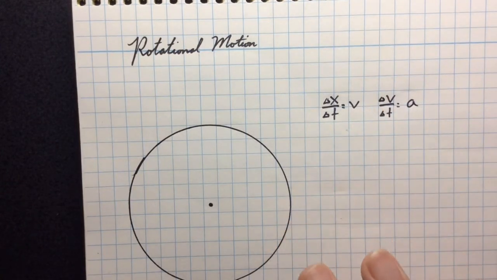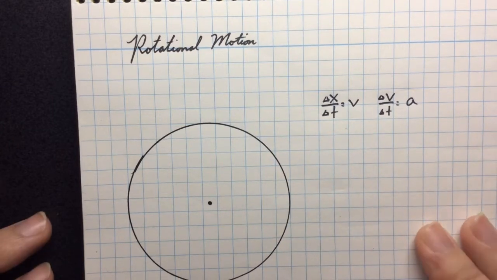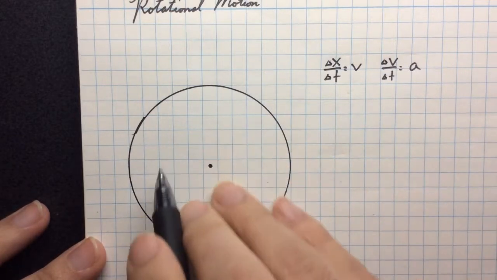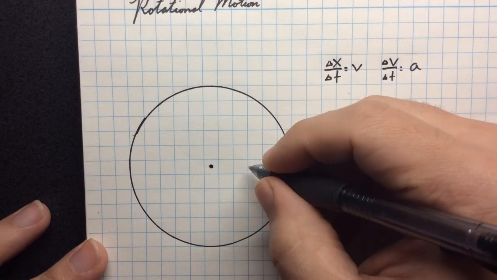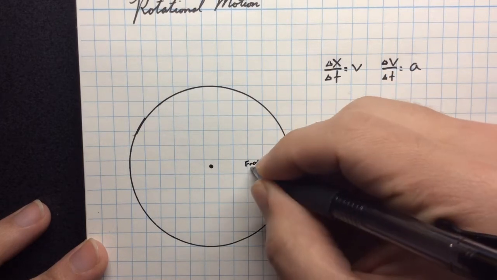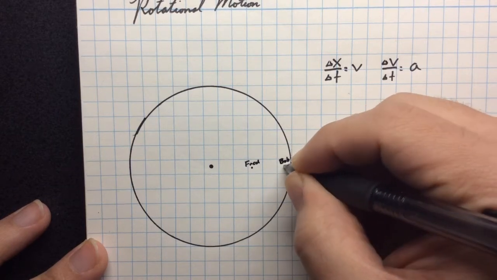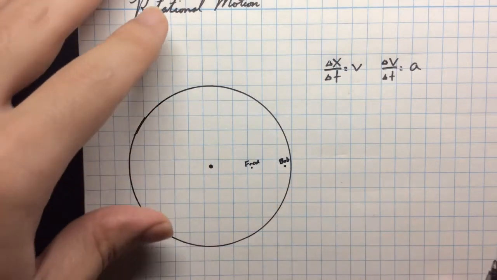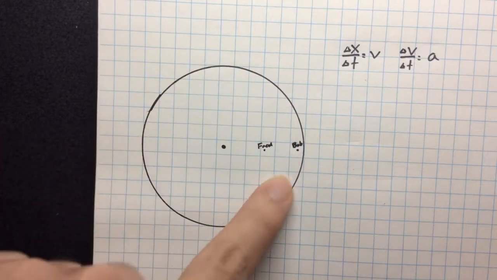So everything that we do for kinematics is basically based off of this, and let's just turn it into some rotational motion. So we have some kind of turntable. We're looking down on it, and we're going to put somebody over here. Let's call this guy Fred. So there's Fred, and then we're going to have Bob. So we've got Fred and Bob, and they're going to be moving on this turntable, going around in a circle.